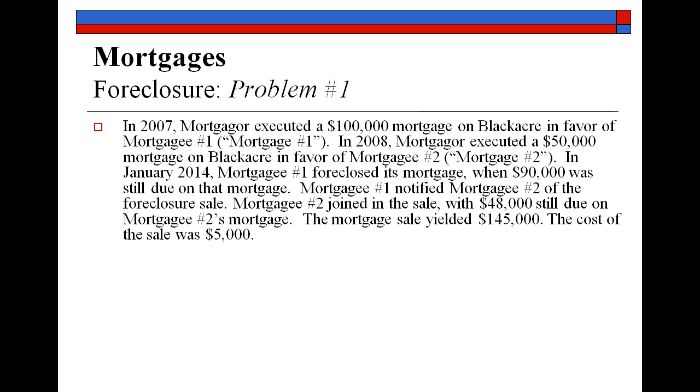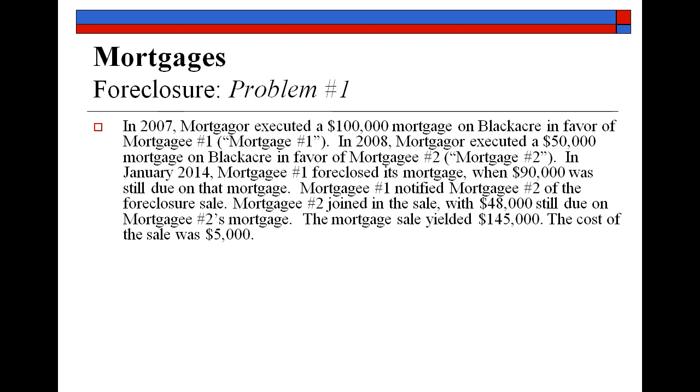Mortgagee number 1 notifies mortgagee number 2 of the foreclosure sale, and mortgagee number 2 joins in the sale with $48,000 still due on mortgagee number two's mortgage. The mortgage sale yields $145,000 with a cost of sale of $5,000. So the question becomes, how are the proceeds of the sale distributed?